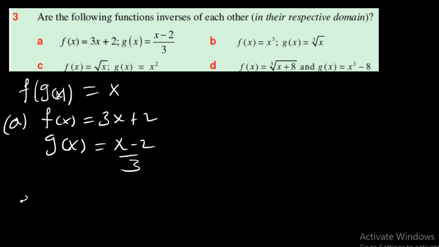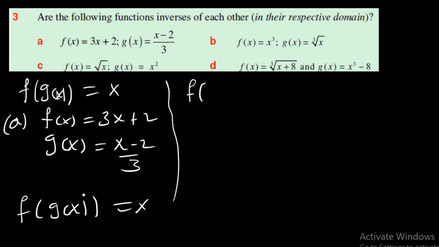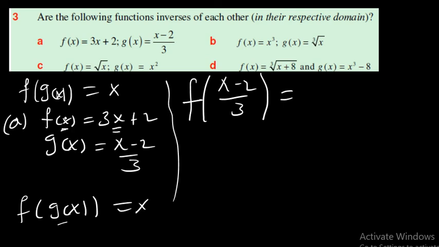Let's compose them. F of g of x. We need to get x. That means f of what is g of x? (x minus 2) over 3, which is equal to f of that. Okay, this is the same as f of x, don't forget it. It is 3x plus 2. F of x means 3x plus 2. If this is going to be y, in place of x, this one is considered like y.